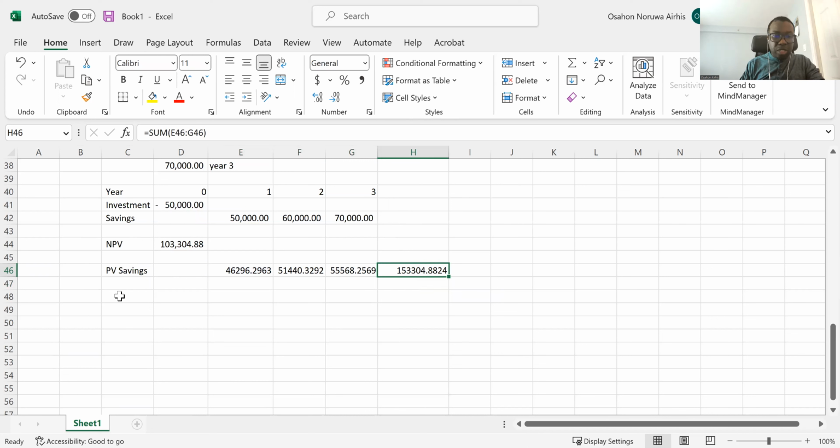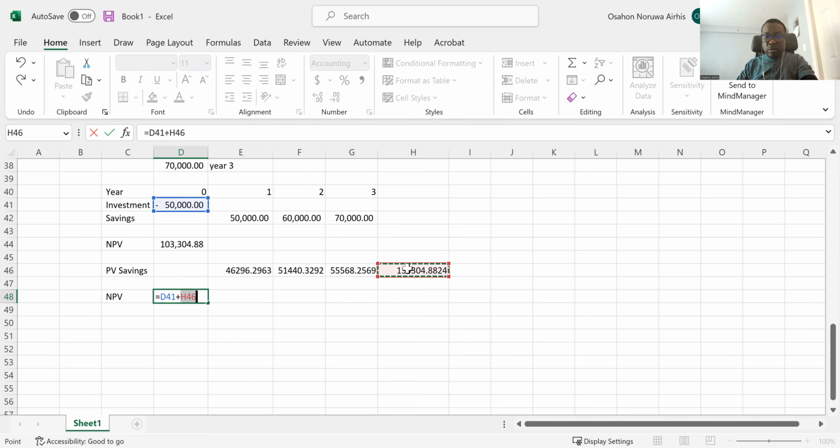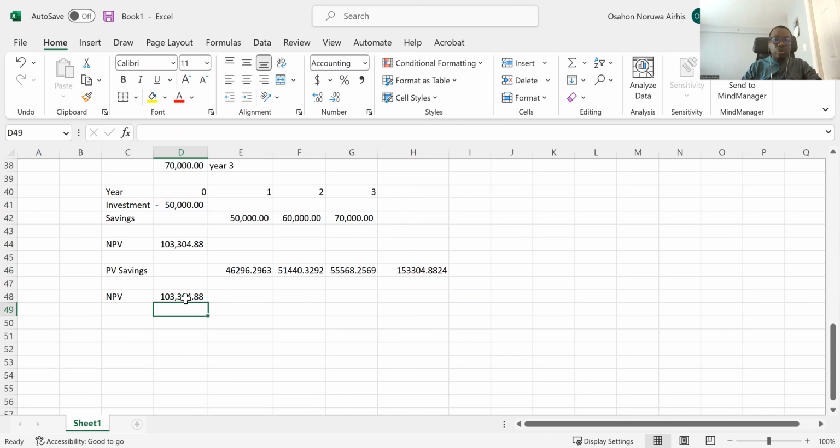And so the net present value for the project will be equal to this plus that. You can also use your Excel NPV formula to do it and compare.